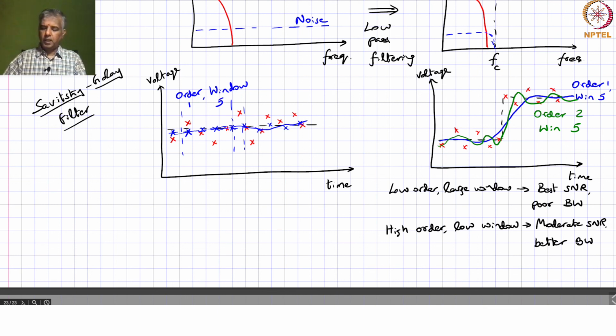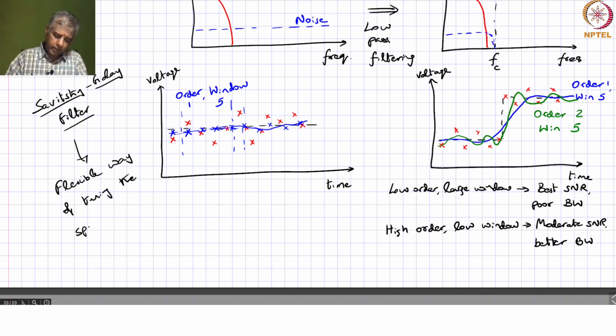But the whole point is that the Savitzky-Golay filter is a flexible way of tuning the spectral characteristics that are required. A flexible way of tuning the spectral characteristics required to process your signal. So that's actually a powerful way of improving the signal to noise ratio.